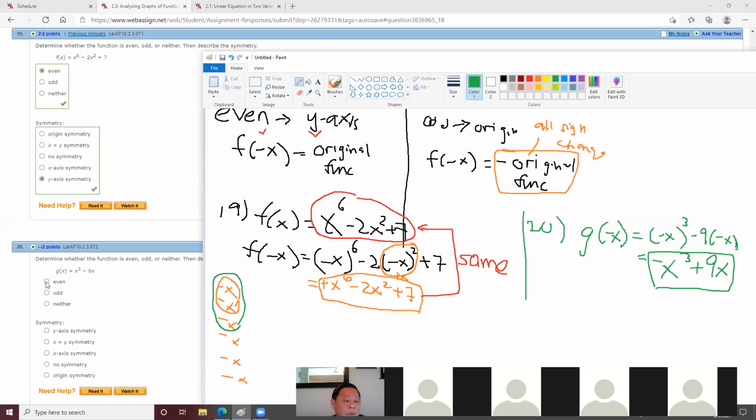So now compare this one with the original function you have. Are they exactly the same? Compare this one and the green one. Is that exactly the same? No, because the original one, all the signs change.